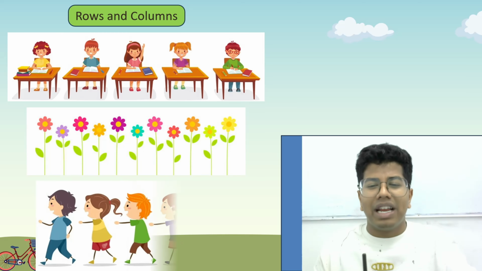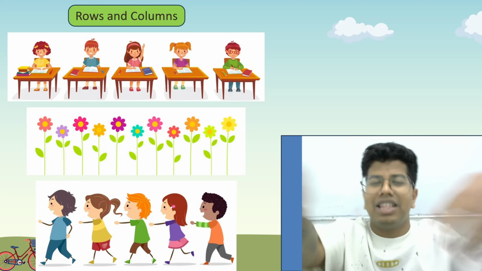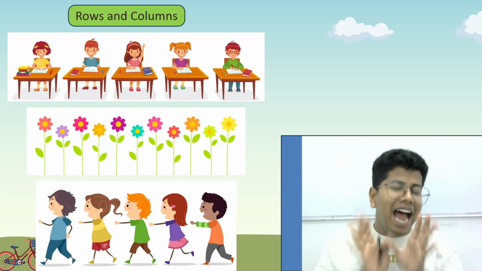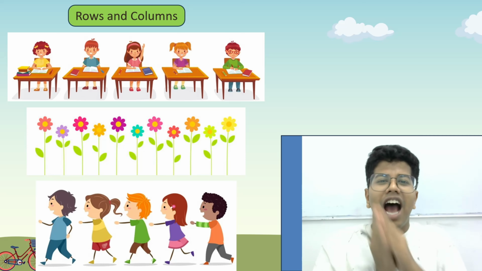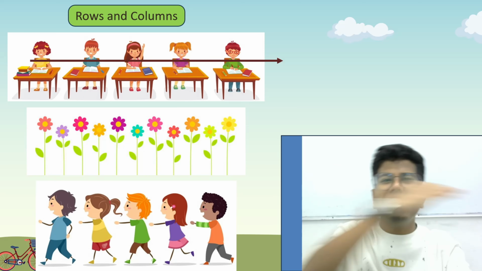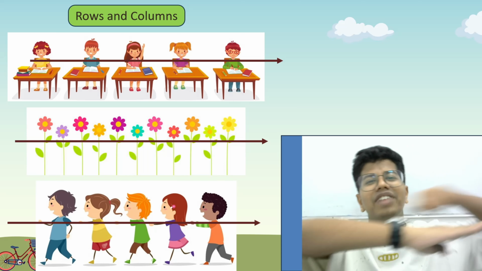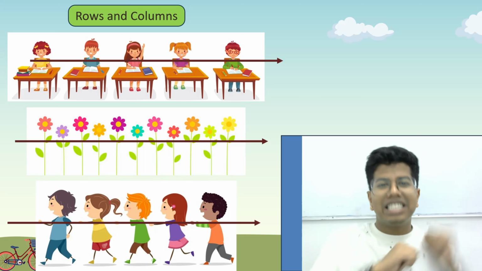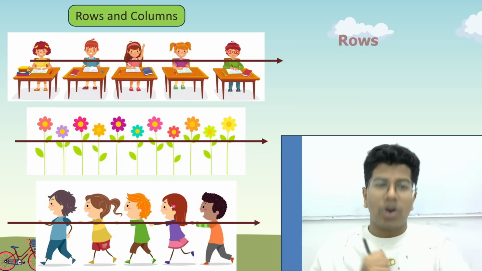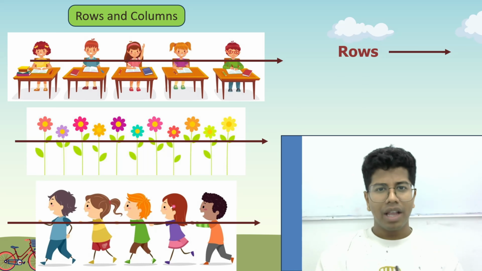Let me give you one more example. Let's say kids playing, running towards each other or standing in a line. That can be termed as in a row. So a row is nothing but an arrangement in this line. Whenever we have an arrangement in this line, we call it a row.